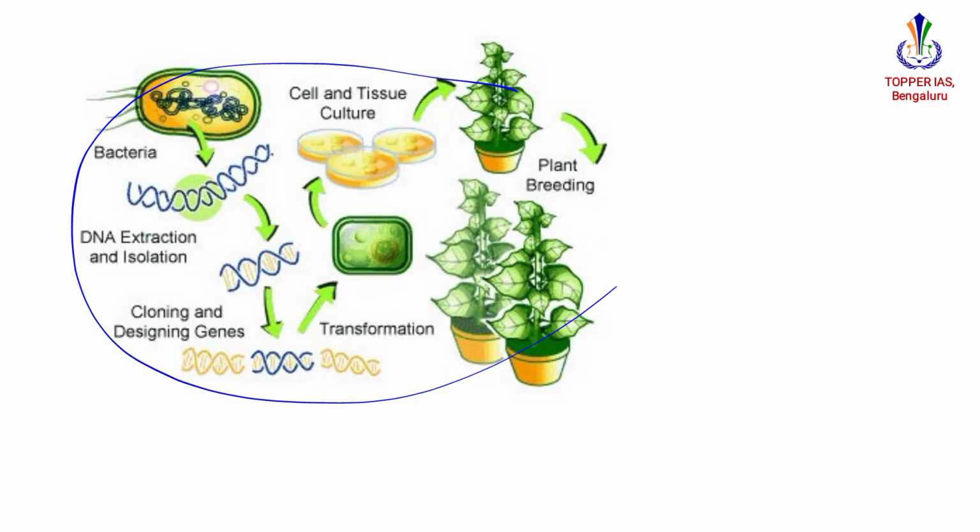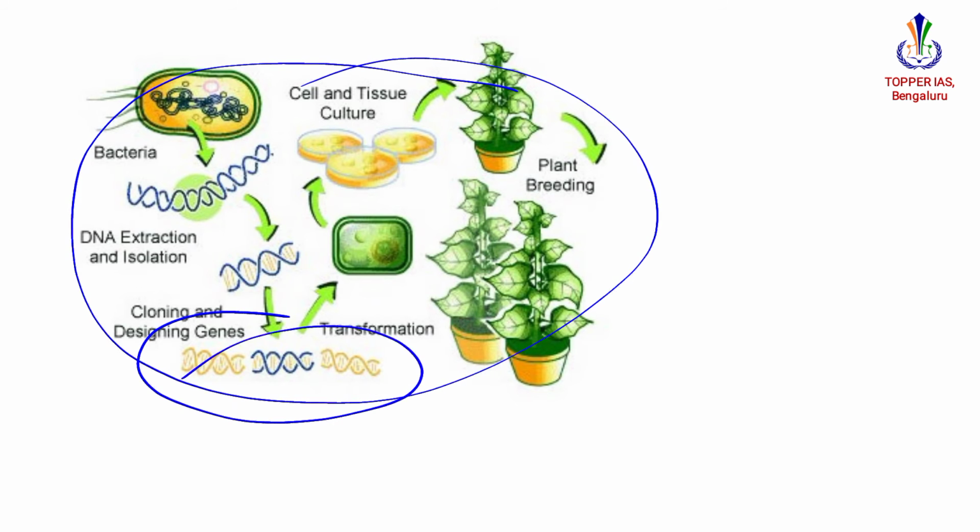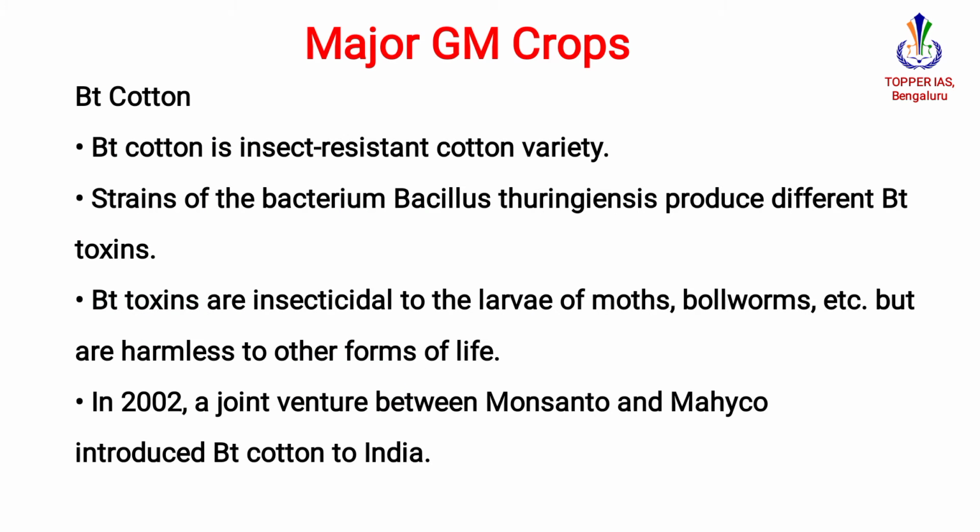So this is the procedure: how the bacterial DNA is extracted and isolated, how it is cloned, how the genes are designed, how they are transformed, how they are cultured, and then how they are bred. Everything will be shown here.